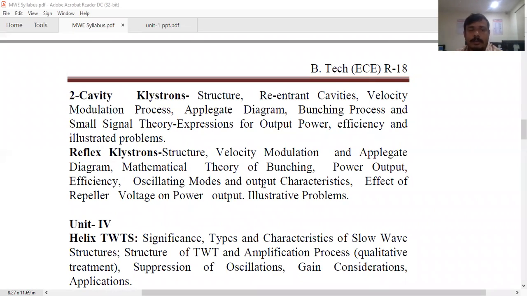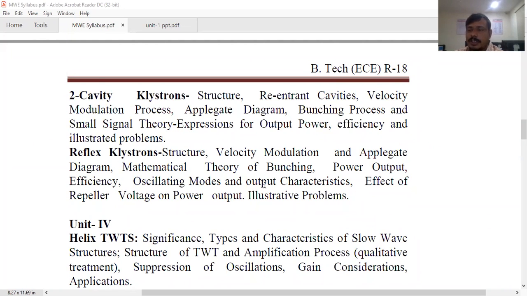So here in our microwave Klystrons, a reflex Klystron or two cavity Klystron, we are using an electron beam as a carrier, and there is a message signal, some RF signal we are using. The velocity of the electron is varied according to the amplitude of the RF signal or message signal. So velocity modulation takes place here.